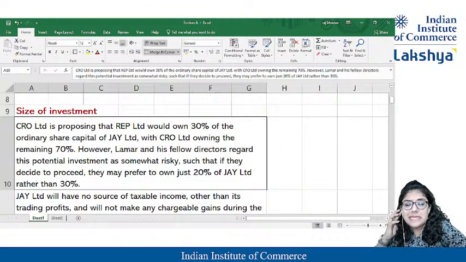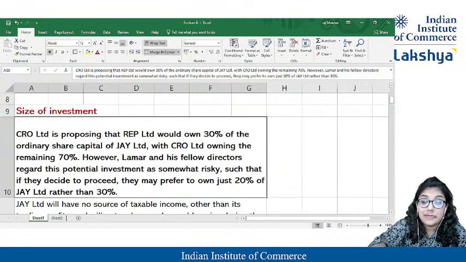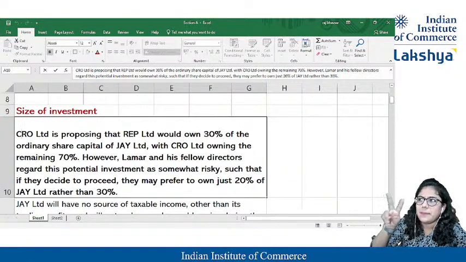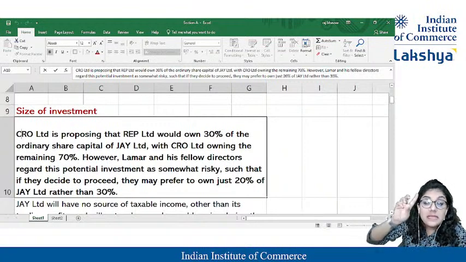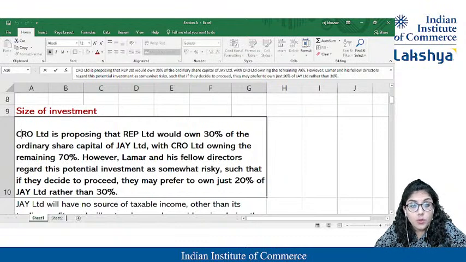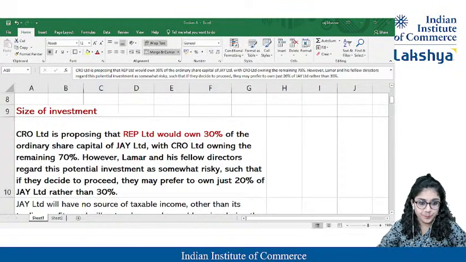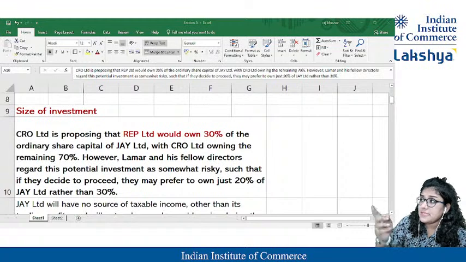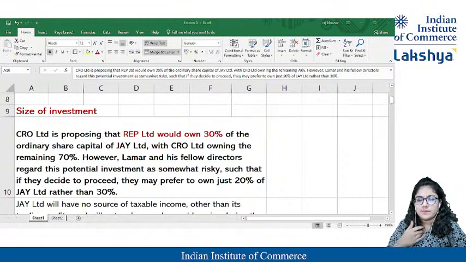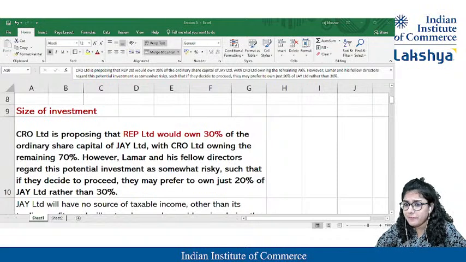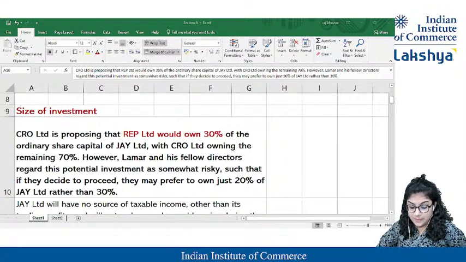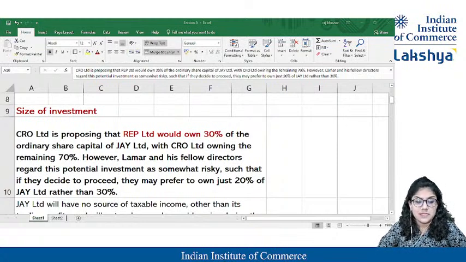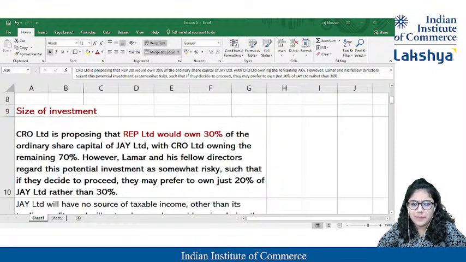That is the second part. CRO is proposing, students, we need to take care of it to a greater extent. Who is CRO? The company. CRO and REP together want to make J. CRO Limited is proposing that REP would own 30%, and CRO told REP, you come here, you take 30%, and 70% CRO will hold. Students, is it more than 75% in one hand, in one company's hand? Ma'am, it's not more than 75. So then one company cannot control another. So control is not there. Then what is it?